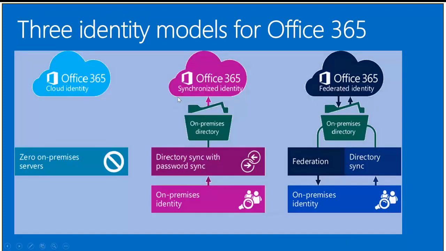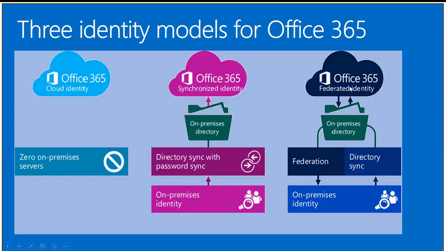All right. Another thing I want to go over today is the 3 identity models we have for Office 365. First is the cloud identity, where we do not have any on-premise servers, so no users on an Active Directory that we're synchronizing from. It's completely cloud users. The second is the synchronized identity, where we have an on-premise Active Directory and we want to synchronize those users and attributes and groups to our Office 365 environment through the directory synchronization tools that we'll also discuss later in the presentation.